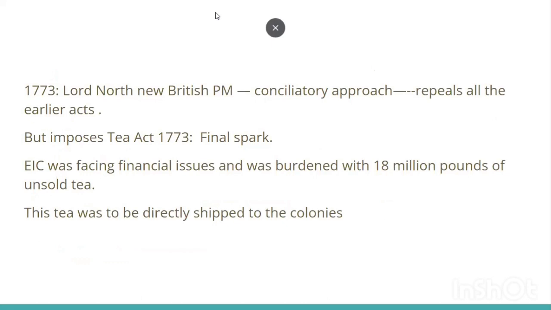The British Parliament had passed an act, the Tea Act. So what was the issue? The East India Company had 18 million pounds of unsold tea packets. Now what would they do with so many tea packets? So they passed an act that all these tea packets we are sending to America. America will have to buy tea from us only. You cannot buy tea from anyone else. You have to buy the tea from us only. We are sending the tea packets. You have to buy the tea.